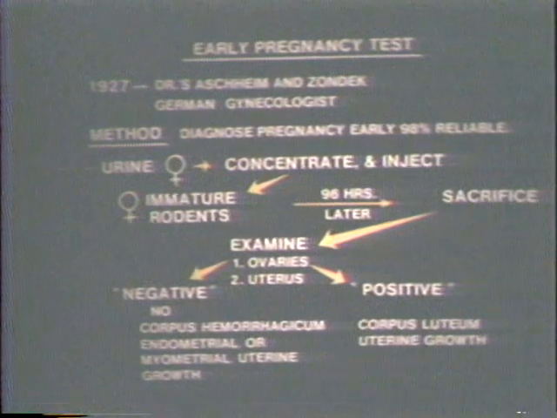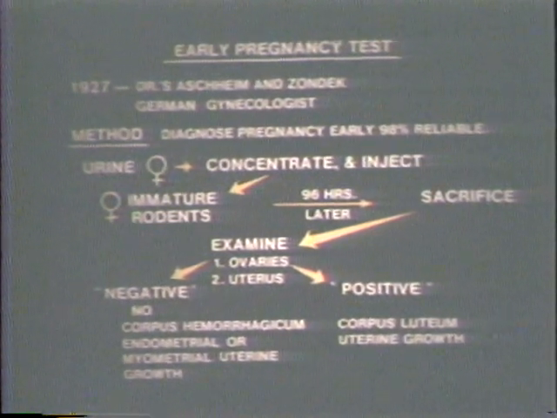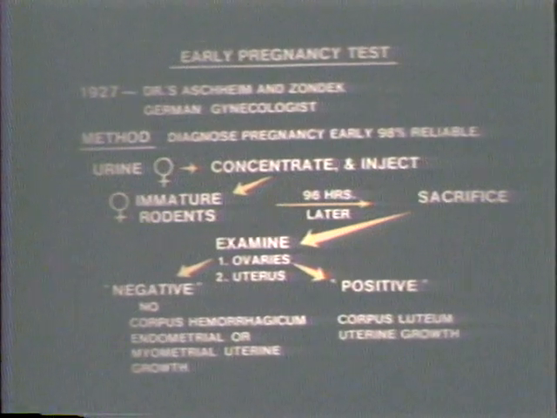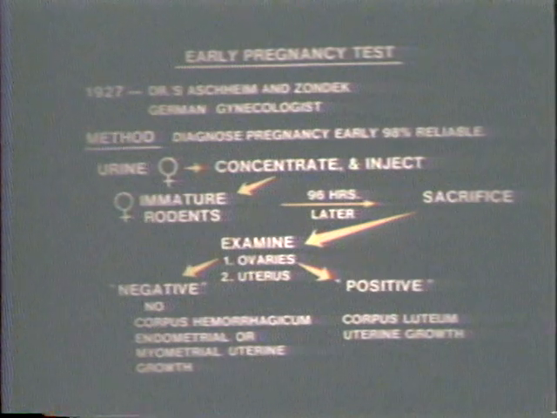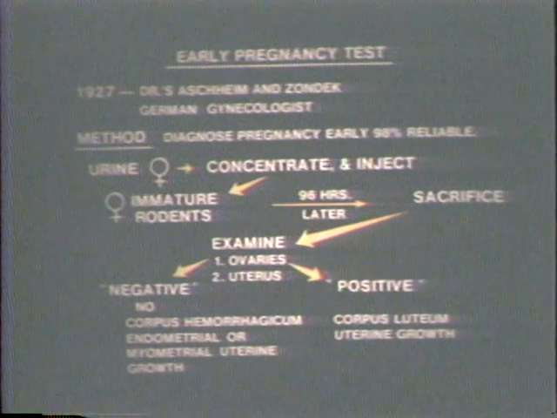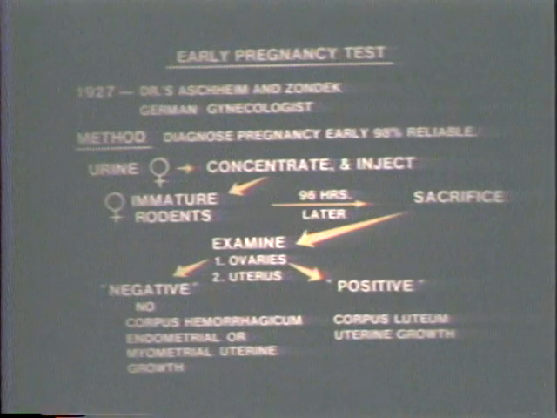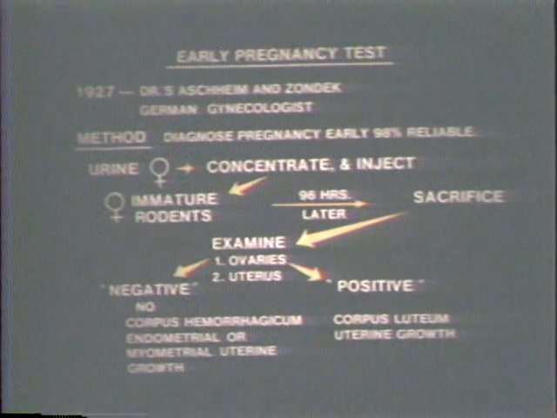In 1927, 2 German gynecologists published a method which could be used to diagnose pregnancy within 6 weeks after fertilization. They collected urine from a female. This was concentrated and injected into female immature rodents. 96 hours later, the rodents were sacrificed, and the ovaries and uterus of the rodents were examined.